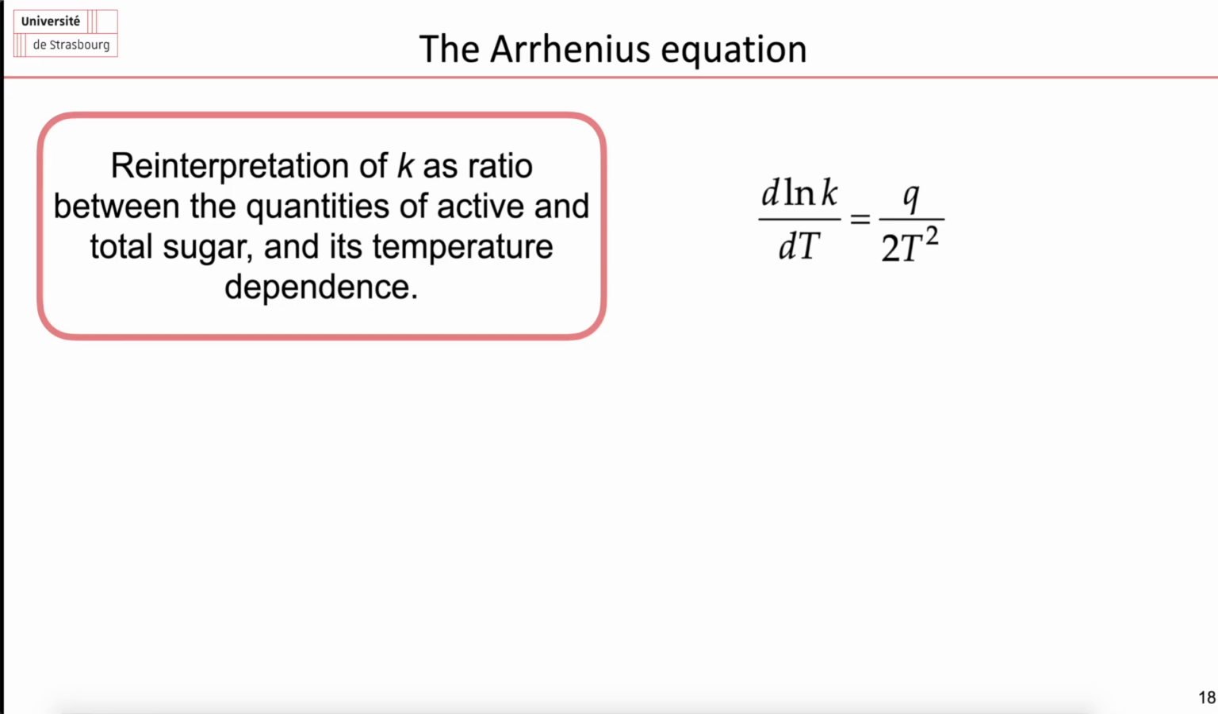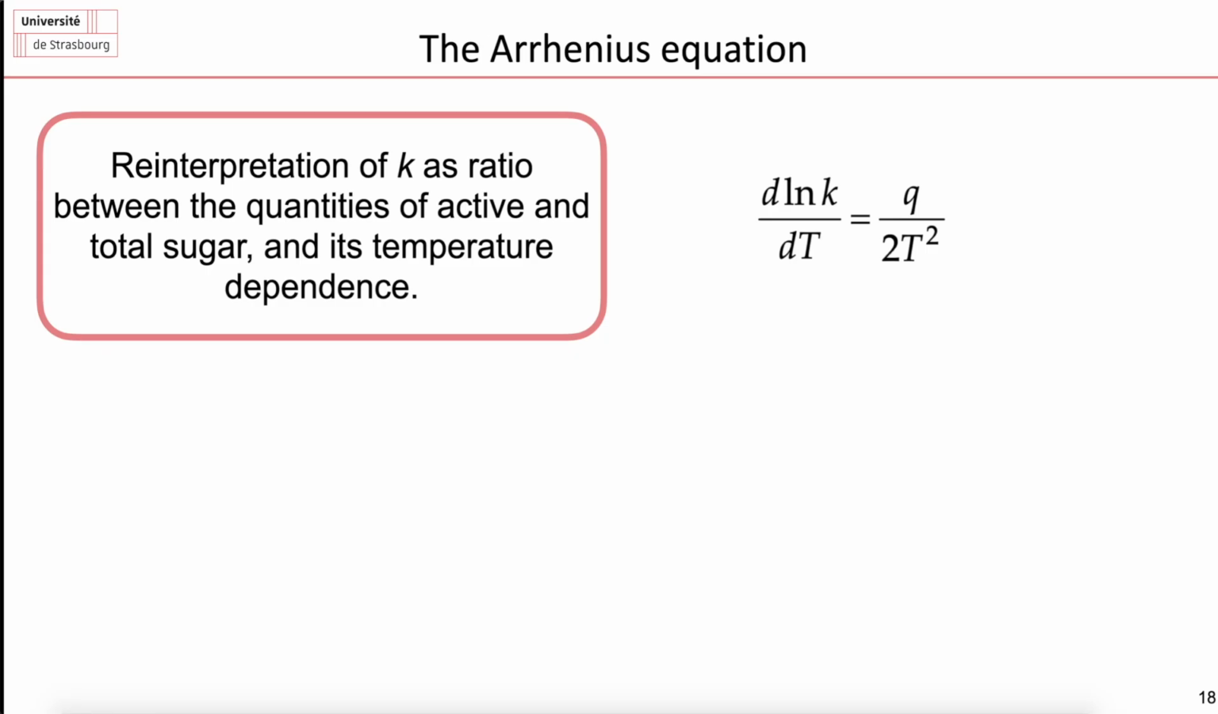Okay, so Arrhenius then did a reinterpretation of K as the ratios of quantities of an active sugar and a total sugar and its temperature dependence. So this is really this important thing. He was realizing or proposing that there was a total amount of sugar, but there was only a small fraction which was in an activated state, right? And this has really been biasing the way that we now think about this.